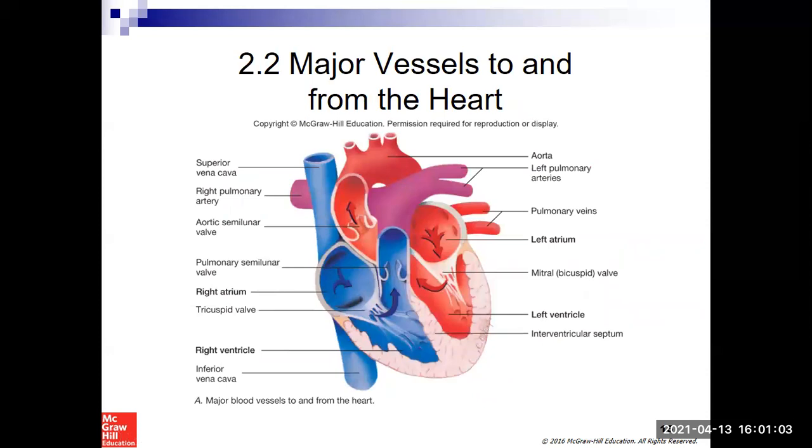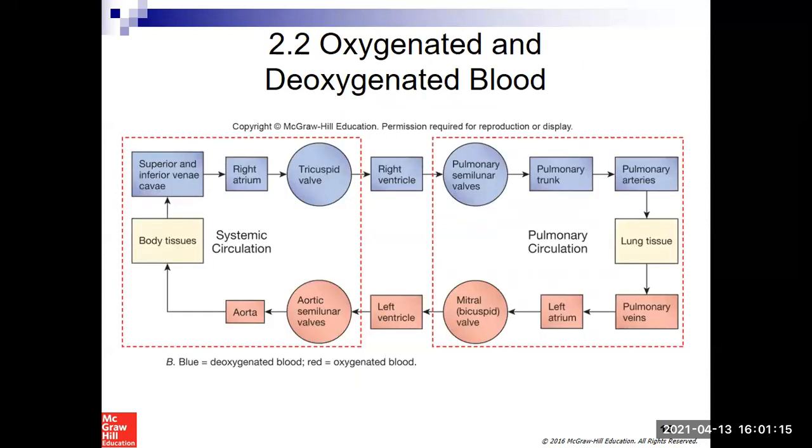Major vessels to and from the heart. Oxygenated and deoxygenated blood. This is not the first time you have seen this particular page here. We have blue for deoxygenated and red for oxygenated. I'm not going to go through this because you already know how it works. And you also know the two different circulations, pulmonary and systemic.